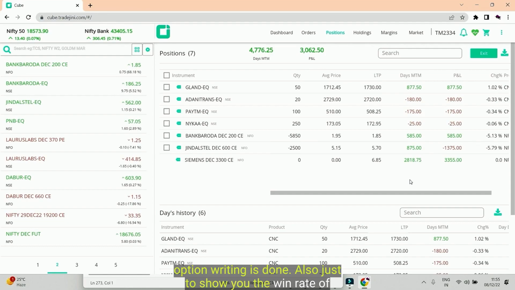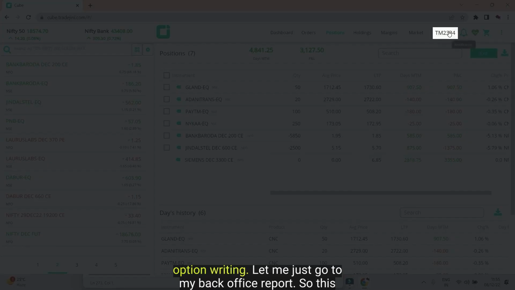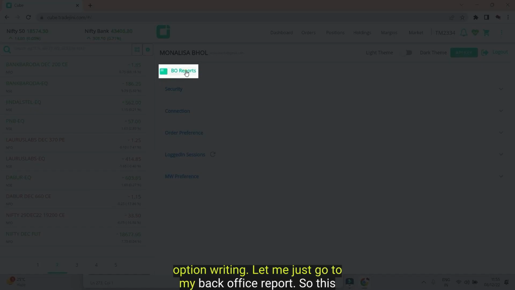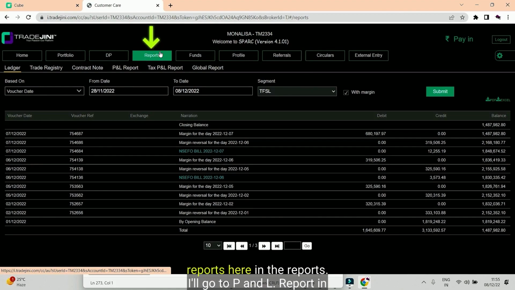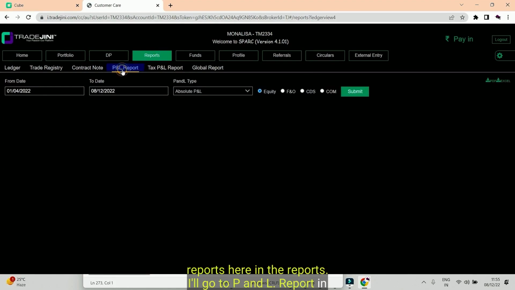Also, just to show you the win rate of option writing, let me go to my back office report. So this is my back office report of Trade Genie. I'll simply go to reports here. In the reports, I'll go to PNL report. In the PNL report, I'll go to FNO. It's just around 1 month since I'm trading in this new trading account of Trade Genie.